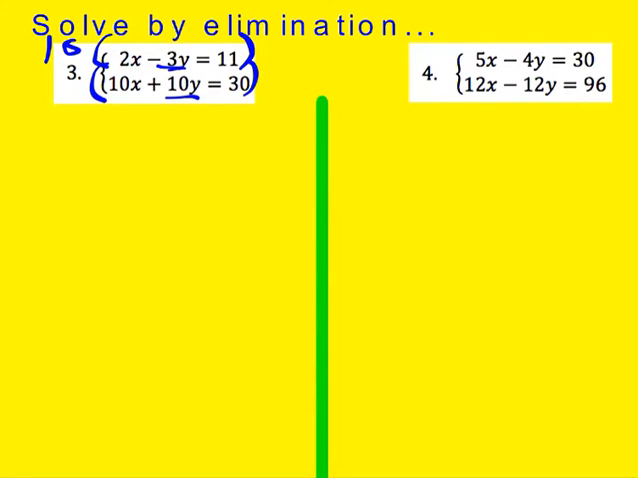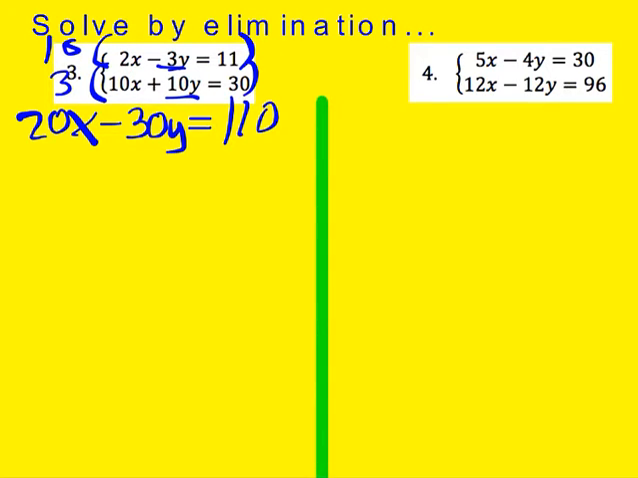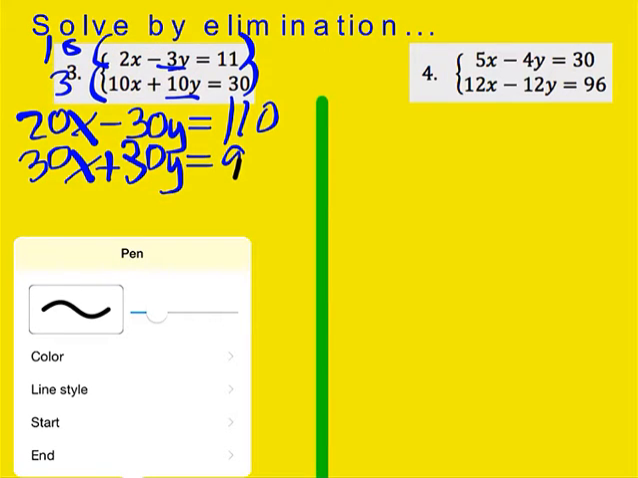And what do I need to multiply 10 by to get to 30? Well, I need to multiply it by 3. So now I'm going to go ahead and distribute that into everything. So I'm going to have 20x minus 30y is equal to 110. And then I'm going to have 30x plus 30y is equal to 3 times 30, which is 90, okay?